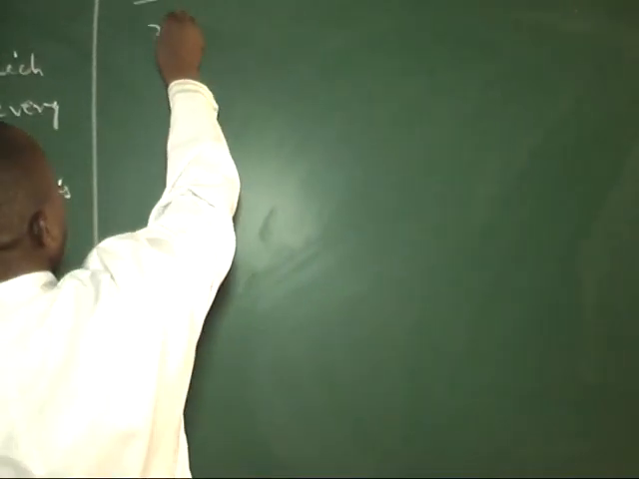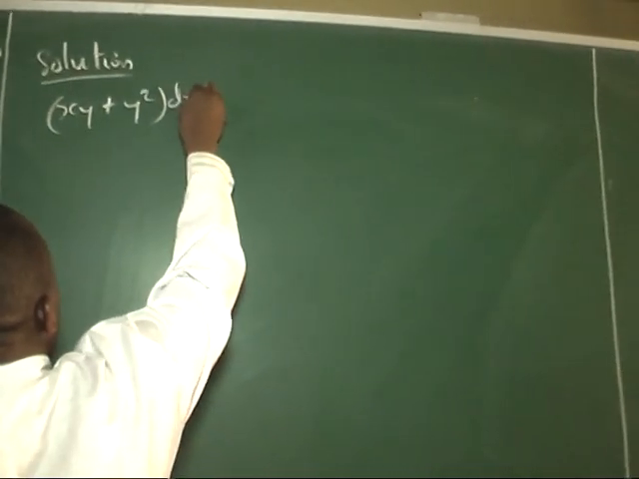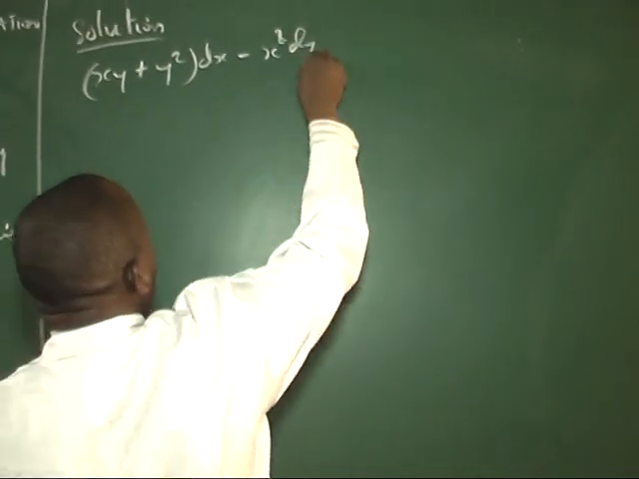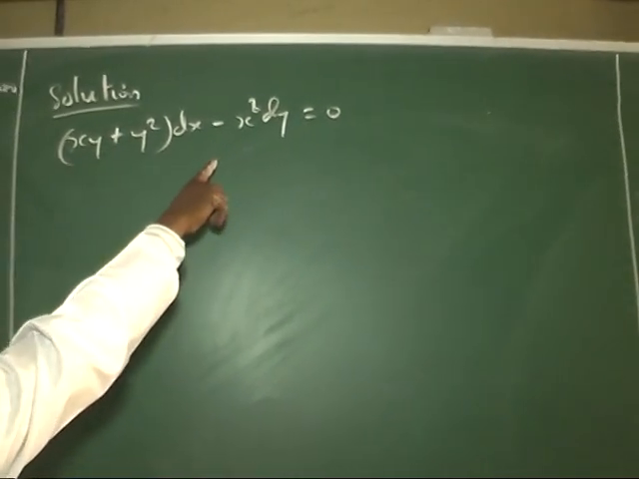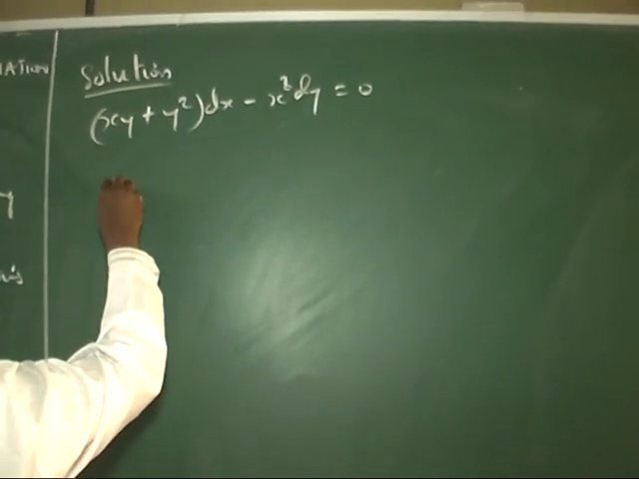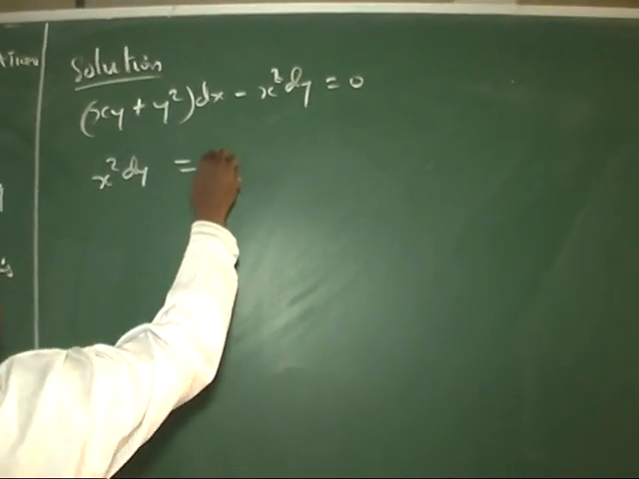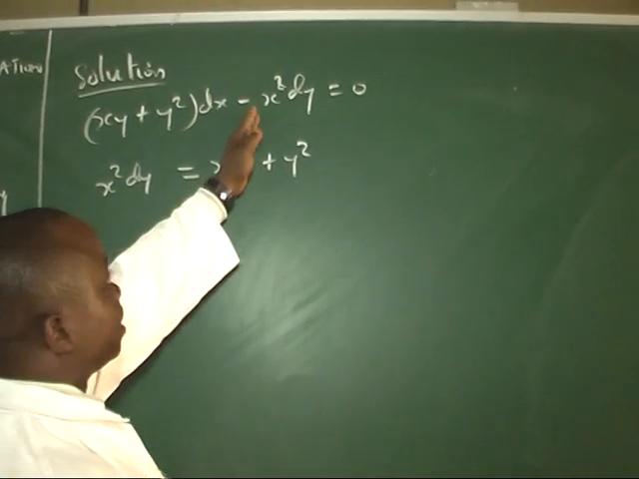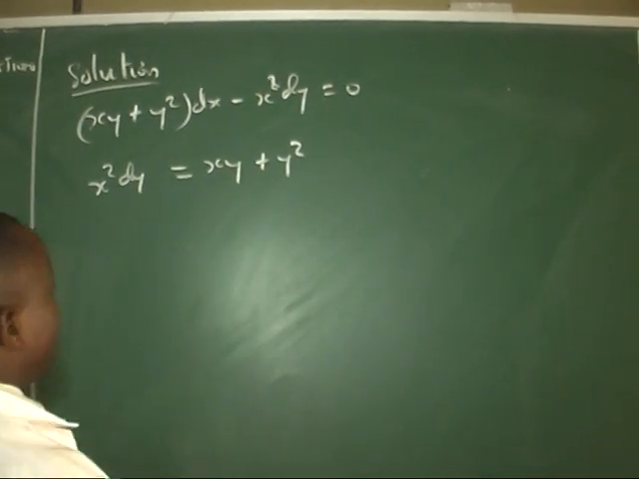We have (xy + y²) dx − x² dy = 0. We can write this as x² dy equals (xy + y²) dx. What I just did is carry this term across so that the minus goes.